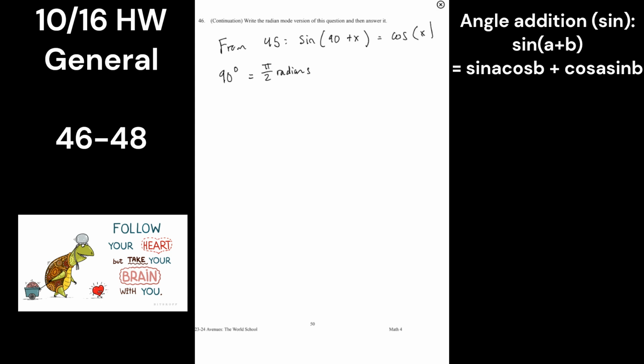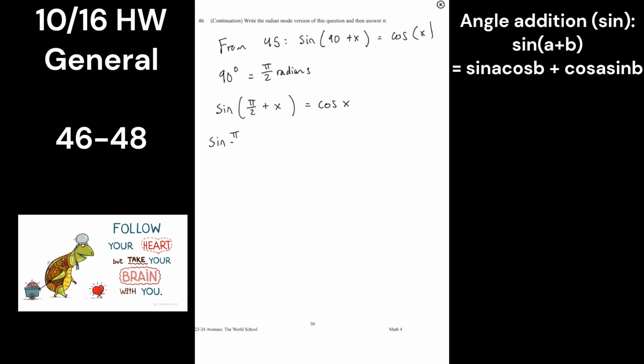So this should be sine pi over 2 plus x, and then equals cosine of x. Now it's asking to answer it. I'm guessing it means to do the exact same thing from 45. So we're gonna do the angle addition formula.